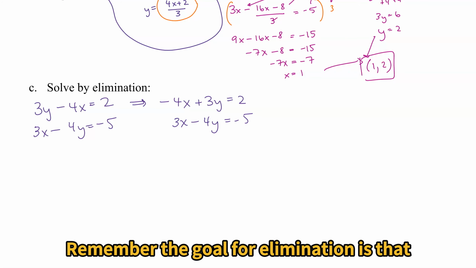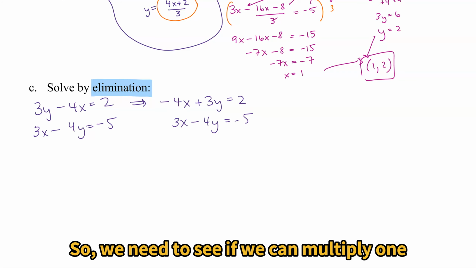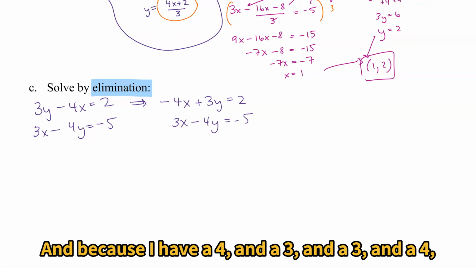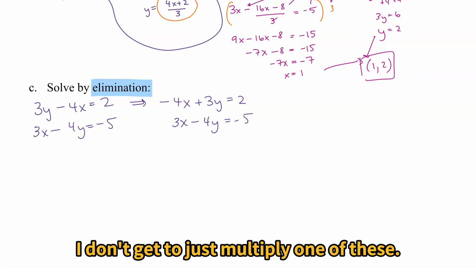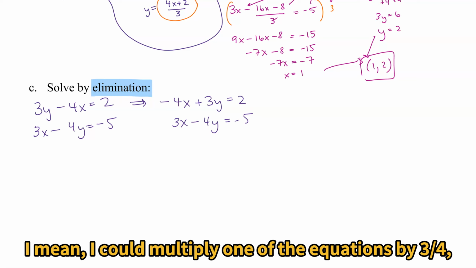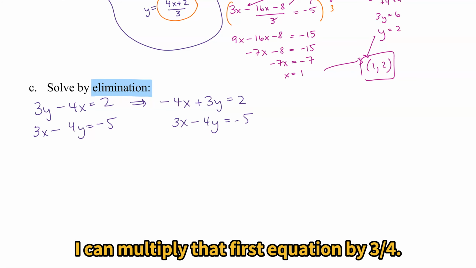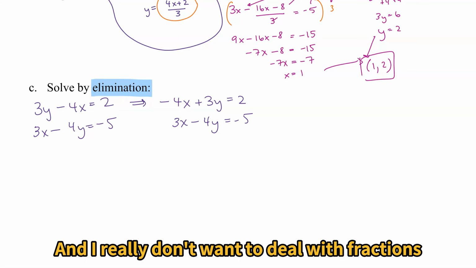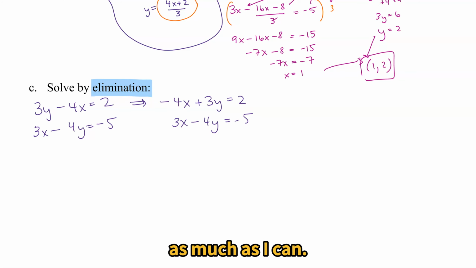So I don't eliminate a variable. Remember, the goal for elimination is that we eliminate a variable. So we need to see if we can multiply one or both equations in order to cancel. And because I have a 4 and a 3 and a 3 and a 4, I don't get to just multiply one of them. I could multiply that first equation by 3/4. The problem with that, though, is now I'm dealing with fractions, and I really don't want to deal with fractions as much as I can.